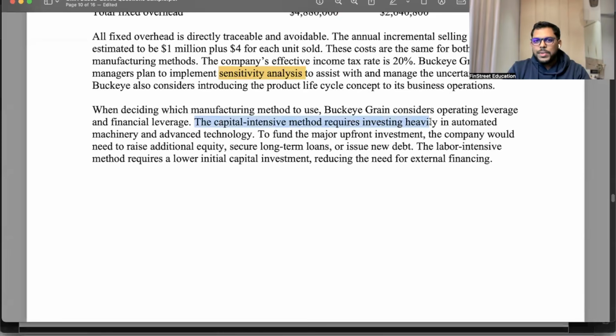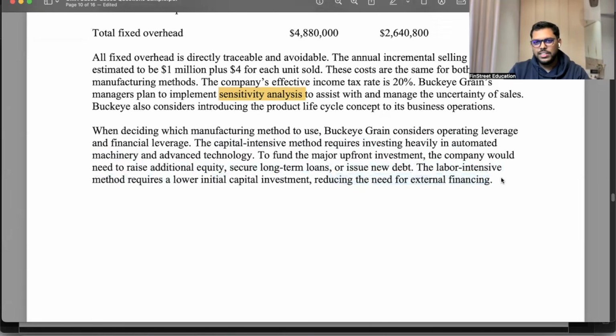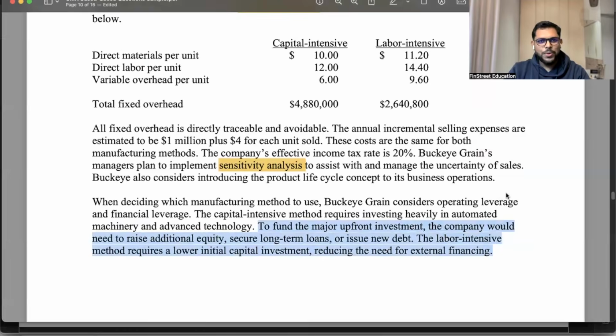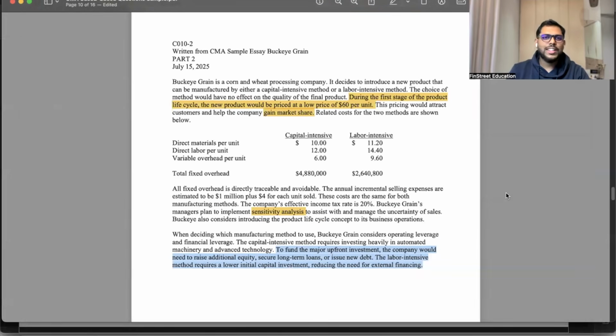The capital intensive method requires investing heavily in automated machinery and advanced technology. To fund the major upfront investment, the company would need to raise additional equity, long-term loans, or issue new debt. The labor-intensive method requires a lower initial capital investment, reducing the need for external financing. There is so much to decode just from last two statements. But before doing that, let me just give you a taste of what you can see in the exam.